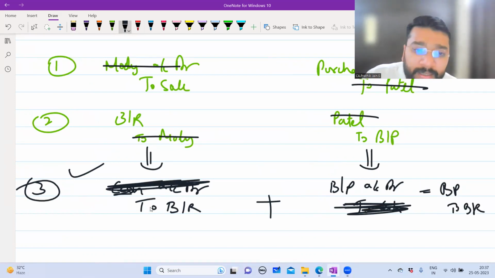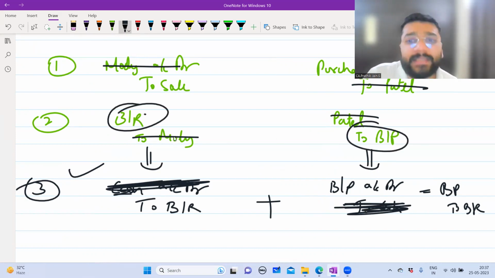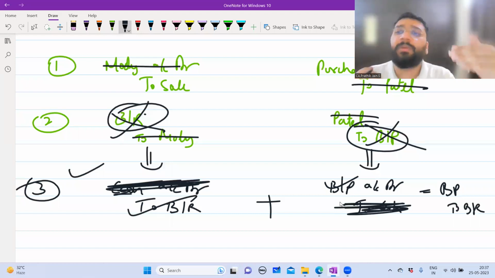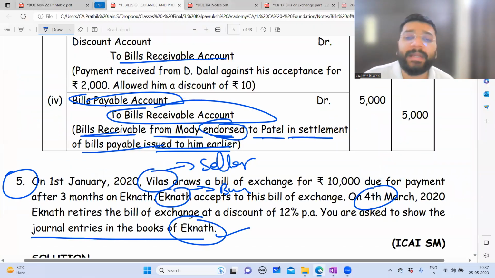Which means an asset is knocked off against the bills payable. So bills receivable is cancelled by putting in credit and bills payable is cancelled by putting in debit. So we're knocking off a receivable against a payable. This is what the entry means. Now tell me, clear or not clear?